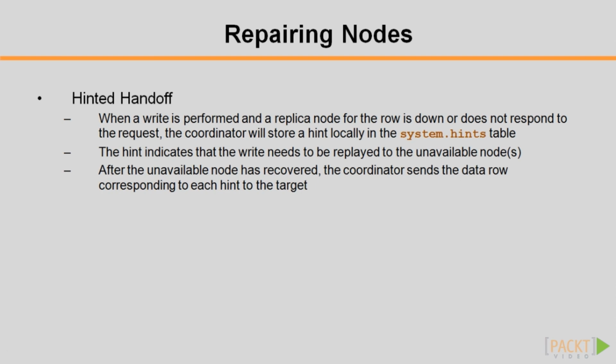When a write is performed and a replica node for the row is down or does not respond to the request, the coordinator will store a hint locally in the system.hints table. The hint indicates that the write needs to be replayed to the unavailable nodes. After the unavailable node has recovered, the coordinator sends the data row corresponding to each hint to the target.